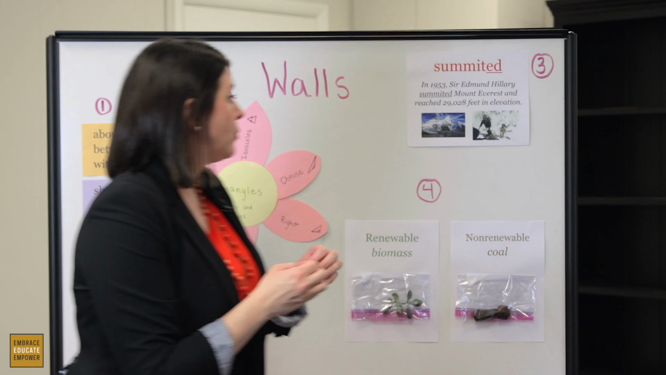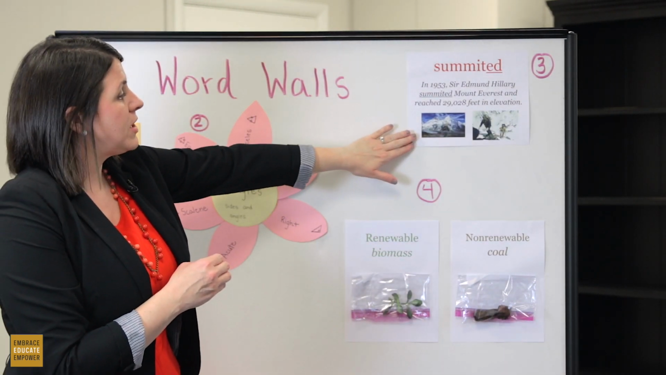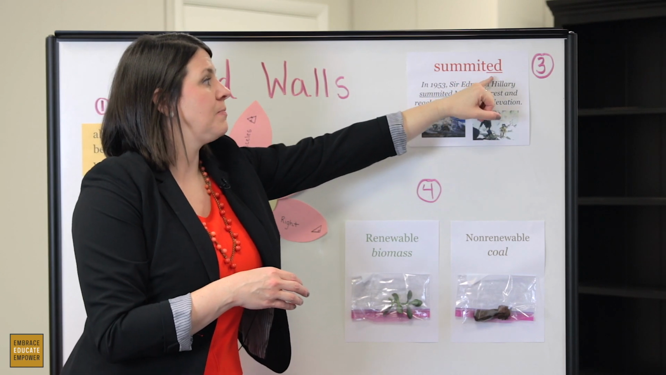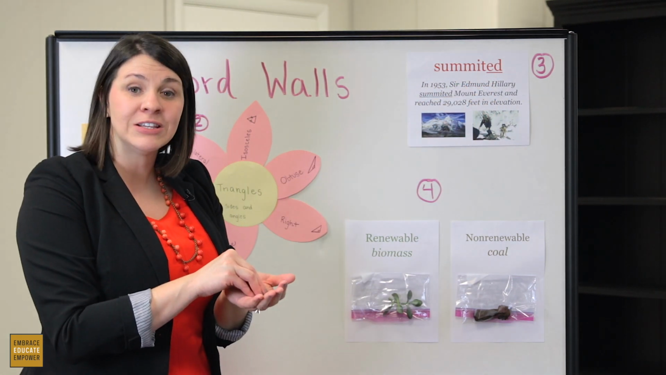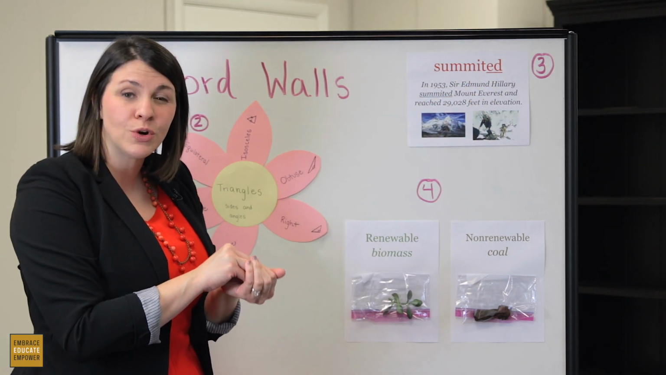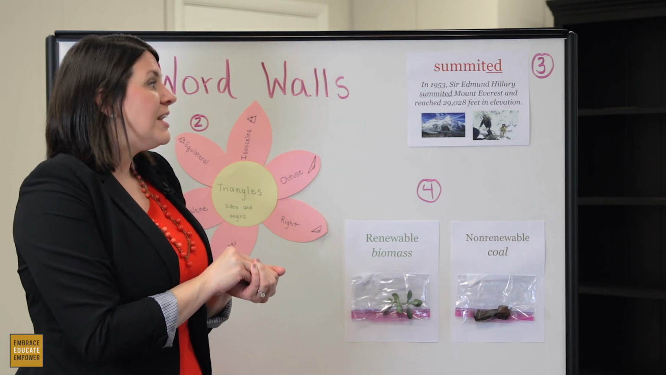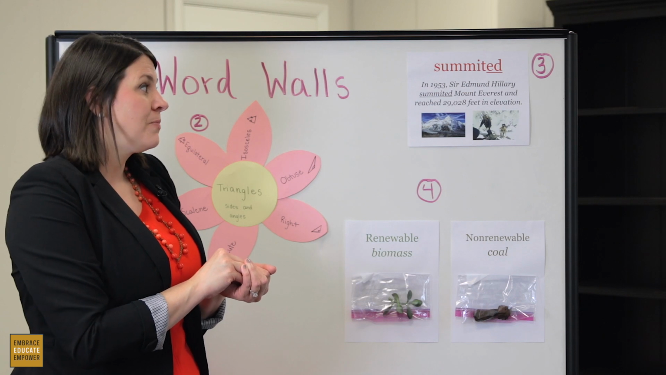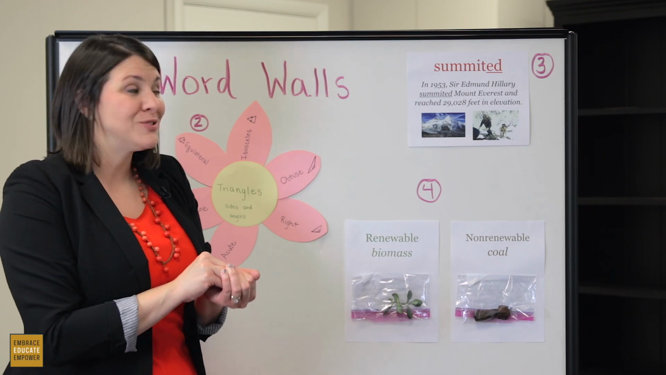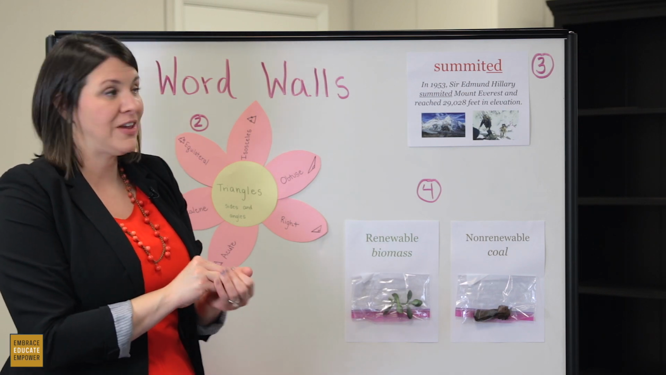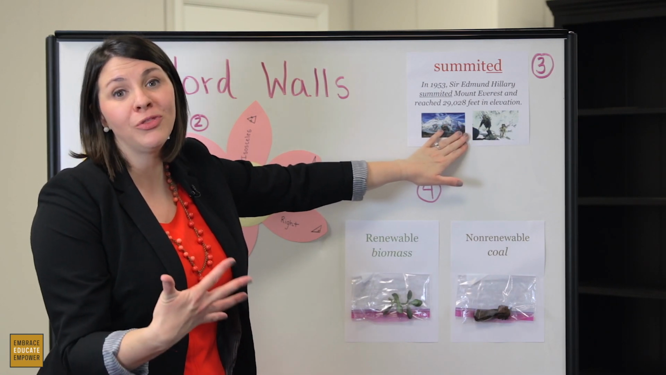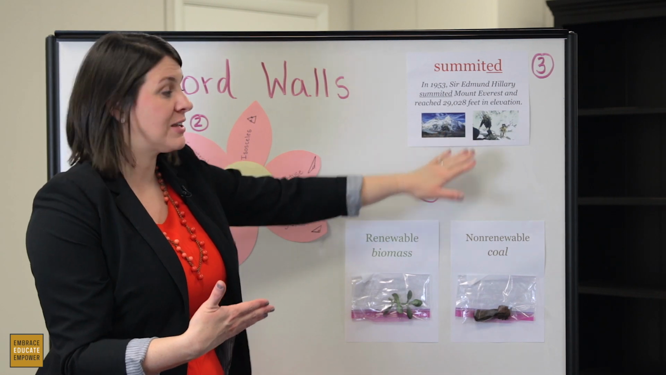The 3rd type of word wall is what I would consider one with really embedded images. So the word here is summited, and I went ahead and underlined the ED so my children can know that it's a past tense word. Really emphasize that. In 1953, Sir Edmund Hillary summited Mount Everest and reached 29,028 feet in elevation. I make these in PowerPoint, and then I can in turn print them and put them in a binder for my ELLs to access.